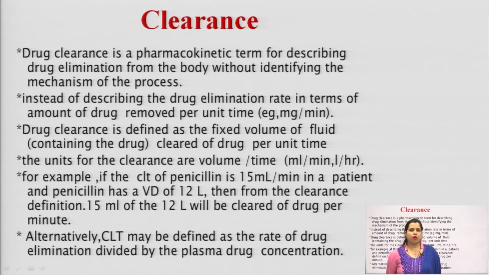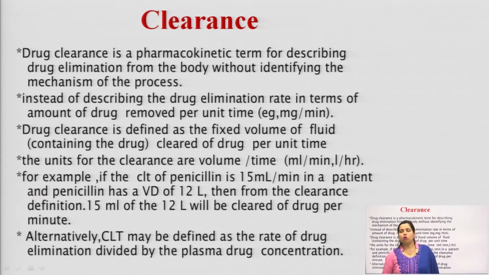For example, if the total clearance of penicillin is 15 ml per minute in a patient, and penicillin has a volume of distribution of 12 liters, then from the clearance definition, 15 ml of the 12 liters will be cleared of drug per minute.